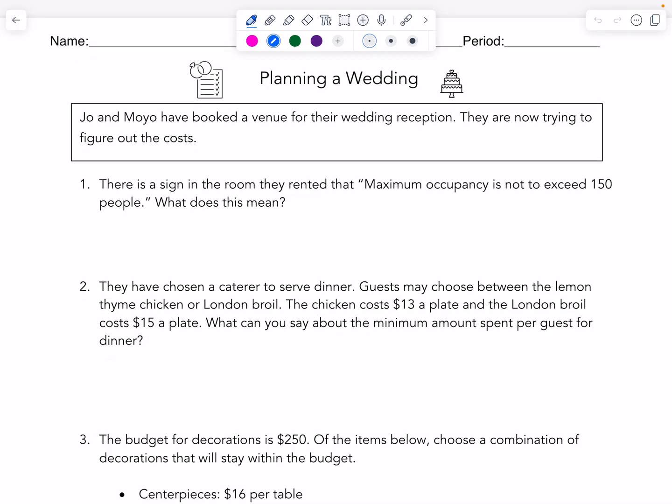All right, so planning a wedding. Joe and Moyo have booked a venue for their wedding reception. They are now trying to figure out all the costs. There's a sign on the room that says the room they rented, maximum occupancy is not to exceed 150 people. What does that mean? Okay, so go ahead and pause your video.